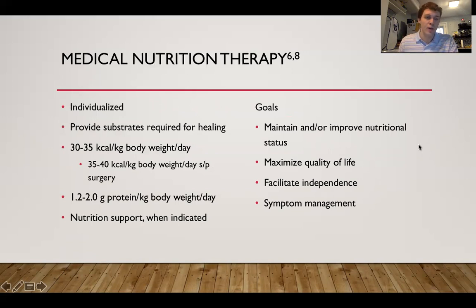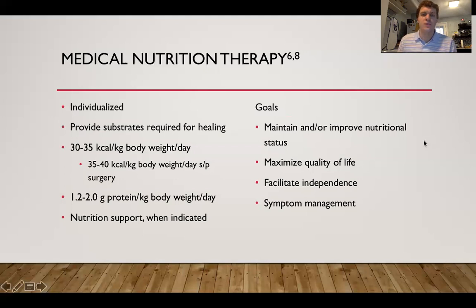We have a good starting point that the Academy of Nutrition and Dietetics recommends: 30 to 35 calories per kilogram of body weight and 1.2 to 2 grams of protein per kilogram of body weight. And then after surgery, the calorie recommendation does increase, and we provide nutrition support when indicated. So if you have some kind of radical facial reconstruction surgery, you're not going to be able to eat anything PO for a while. So getting a prophylactic PEG, educating the patient how to use the PEG, and providing them with an adequate nutrition regimen is very important for these individuals.